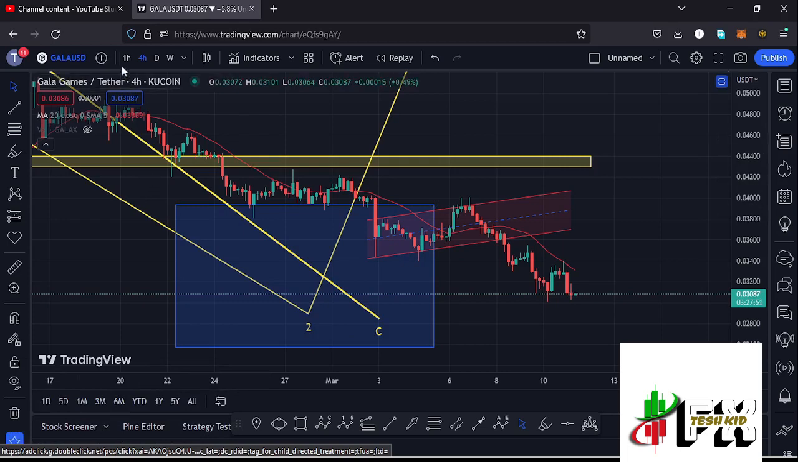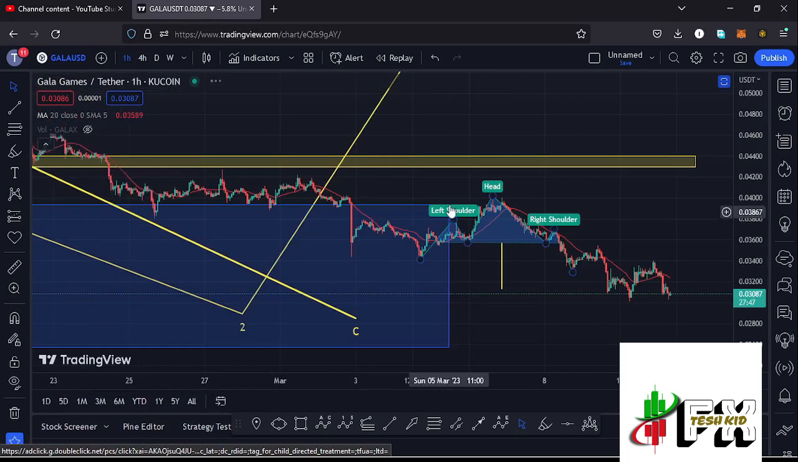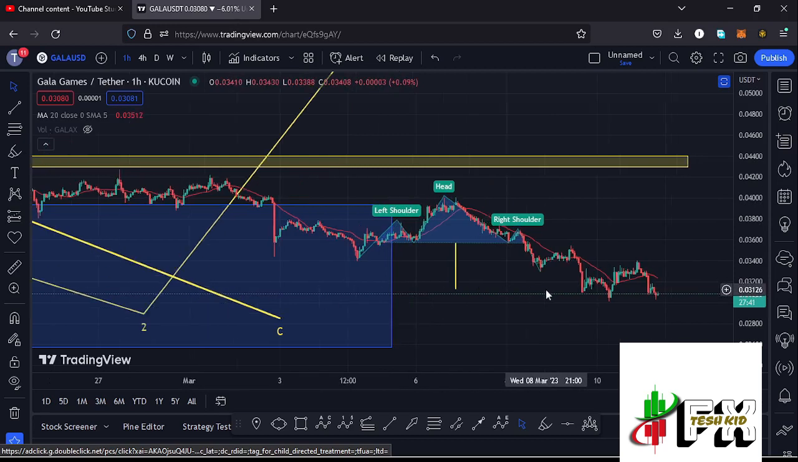We have also seen a breakout out of another chart pattern that we had here on the 1-hour chart, which is this head and shoulders pattern, whose minimum target area at around the $0.0312 mark we have fully maximized.